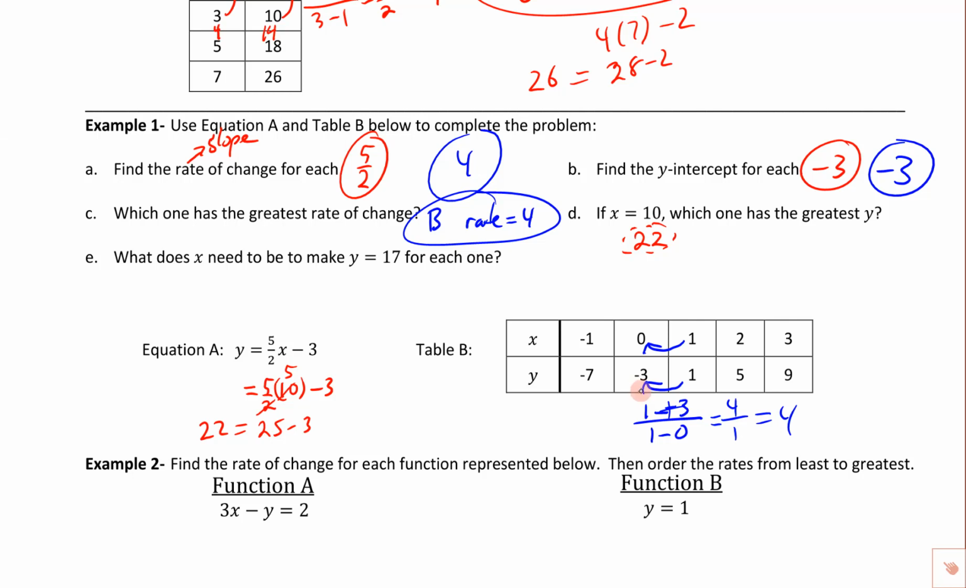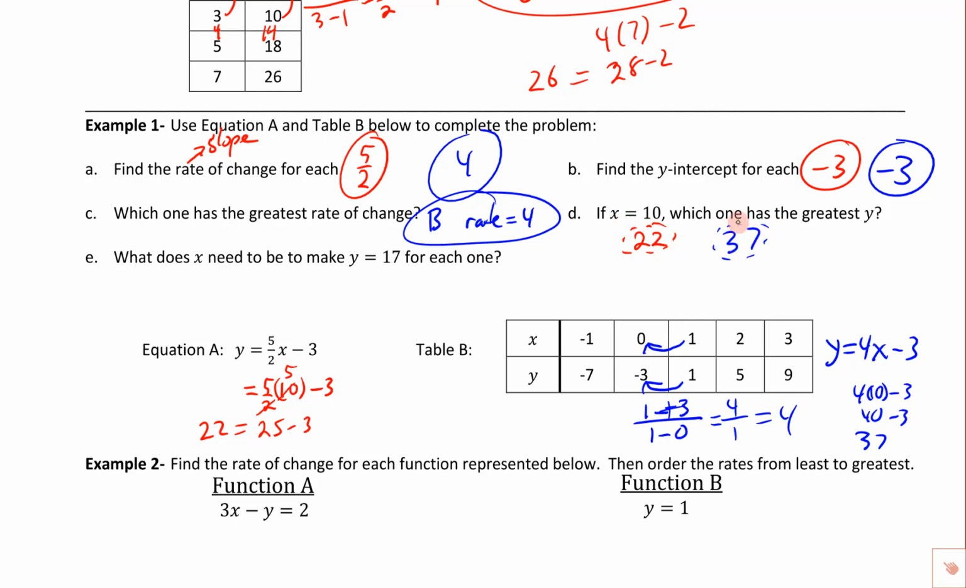Now the trouble with this one is 10's not in our table and we don't have an equation yet. So let's come up with an equation for this one. They didn't ask us to, but we kind of need this. So our rate of change is 4. Our starting value, that's why it's nice to have those figured out, is -3. So if we were to plug in a 10, this would be 4 times 10 minus 3, so that would be 40 minus 3, so that's going to be 37. So 37. So if x is equal to 10, these are our two answers to choose from.